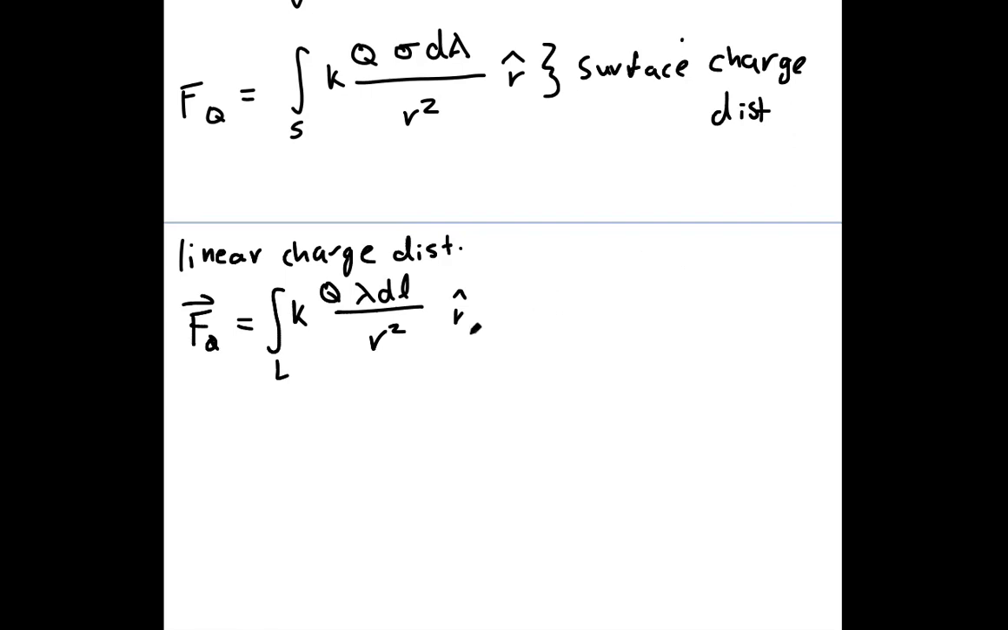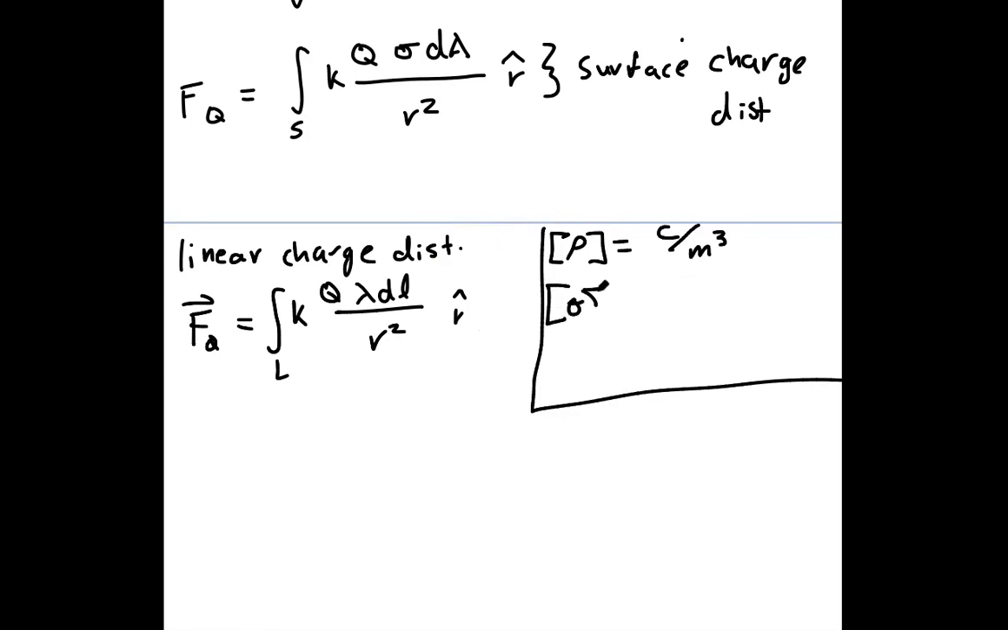Just to talk about units a little bit, we know that the unit for rho is coulombs per meter cubed. Units for sigma are coulombs per meter squared, and the units for lambda are coulombs per meter.